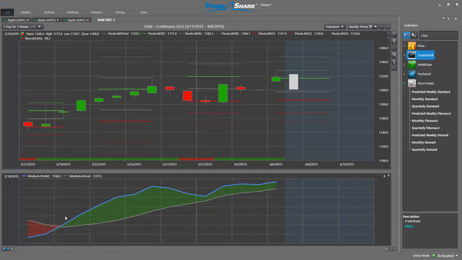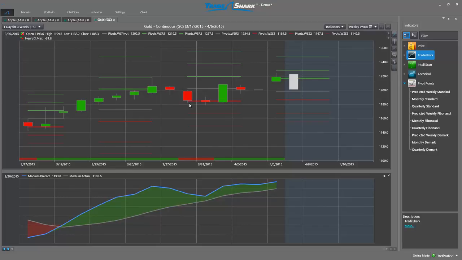A swing trader using TradeShark's predicted weekly pivots would be keenly aware to take some profit at the first or second resistance level soon after entering the market. Additionally, as prices began to decline from that level, the trader would then look to buy back into the position at the nearest support level.